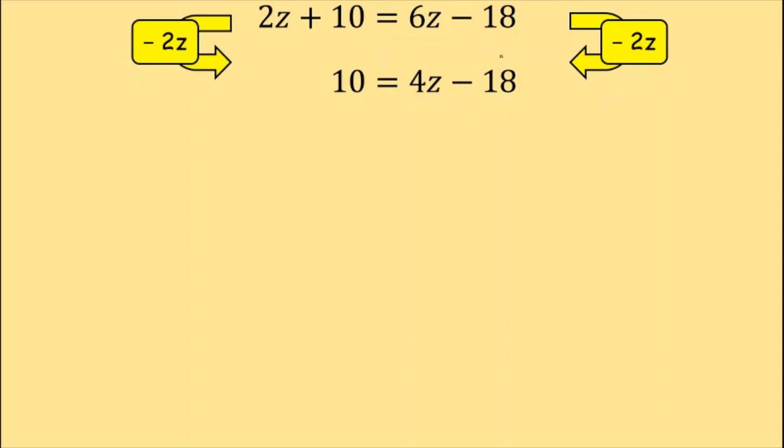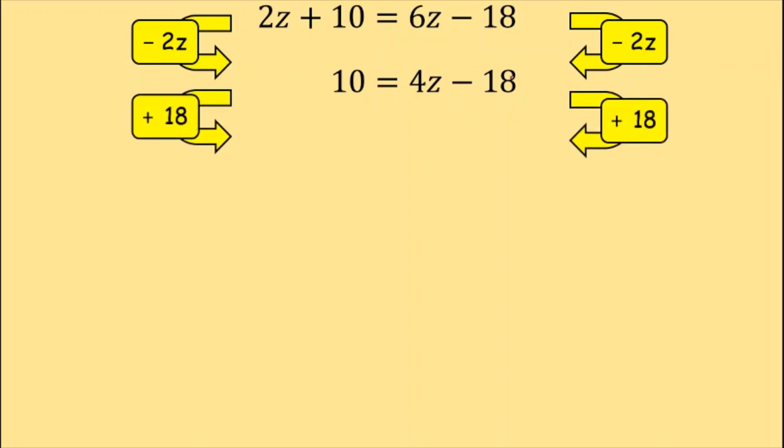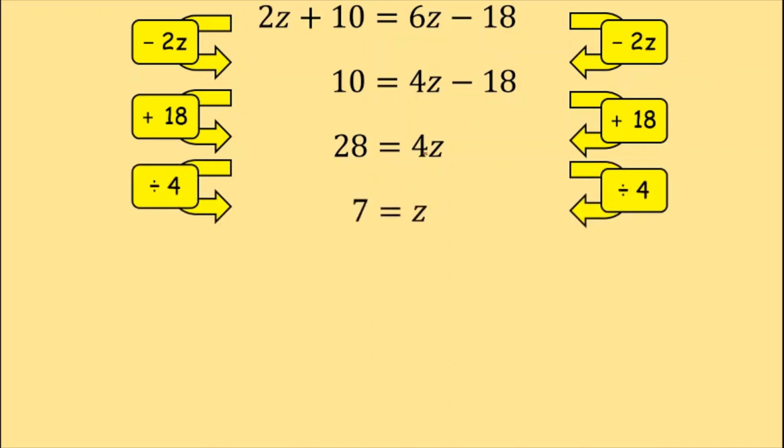To get rid of the minus 18, I'm going to do the opposite of take 18. I'm going to add 18 because that will cancel out the two number 18s, leaving me with 28 is 4z. Remember, you do need to do it on both sides. If 28 is equal to 4z, 1z must be 7.